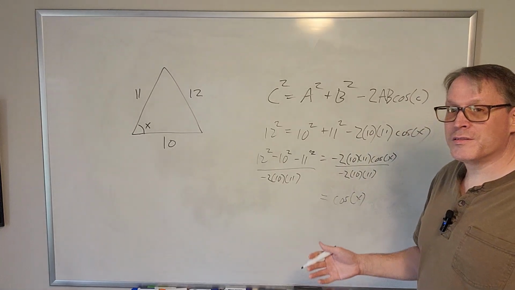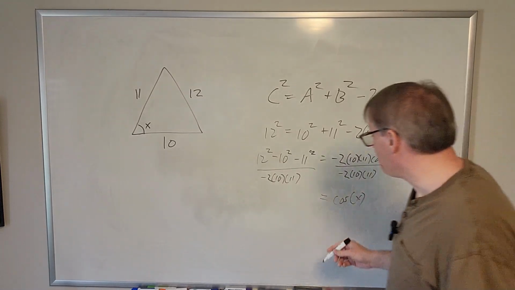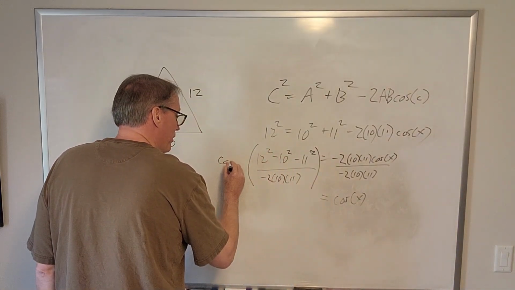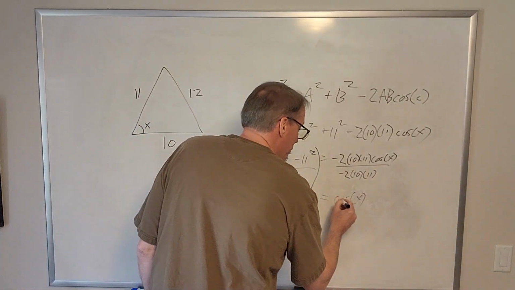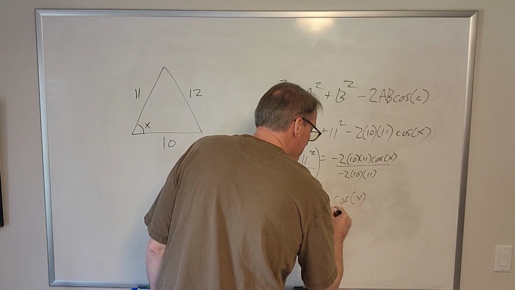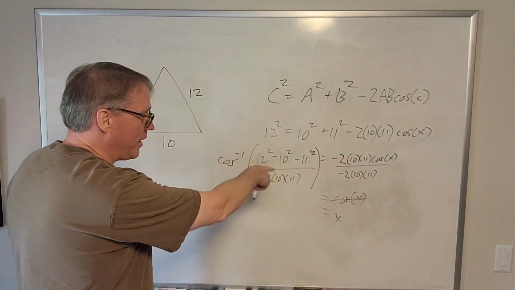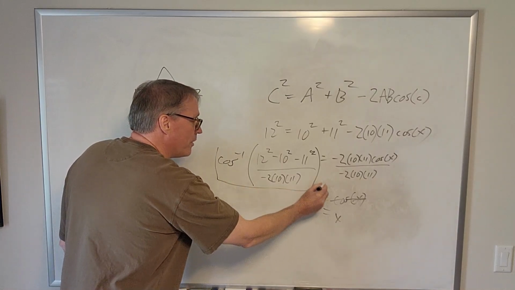What do you do then? Take the cosine inverse of both sides. So really, you would then just take the cosine inverse of this whole thing. You do that over here as well, cosine inverse, and you just have that equal to x, and so forth. So this guy would be your answer.